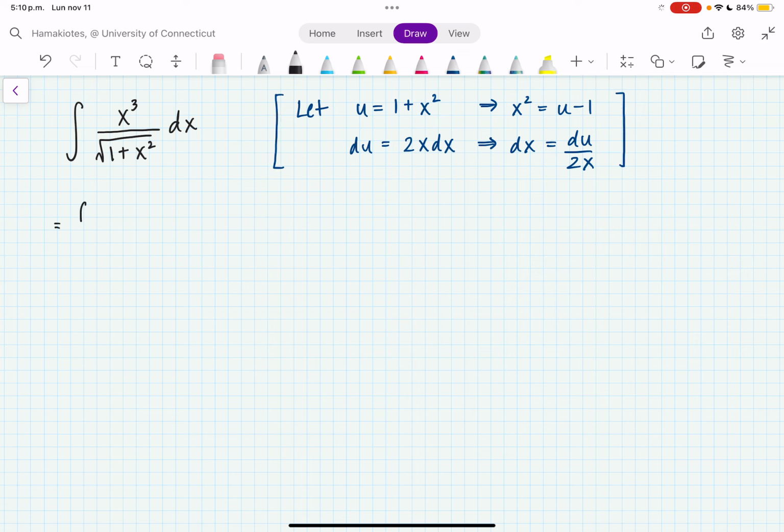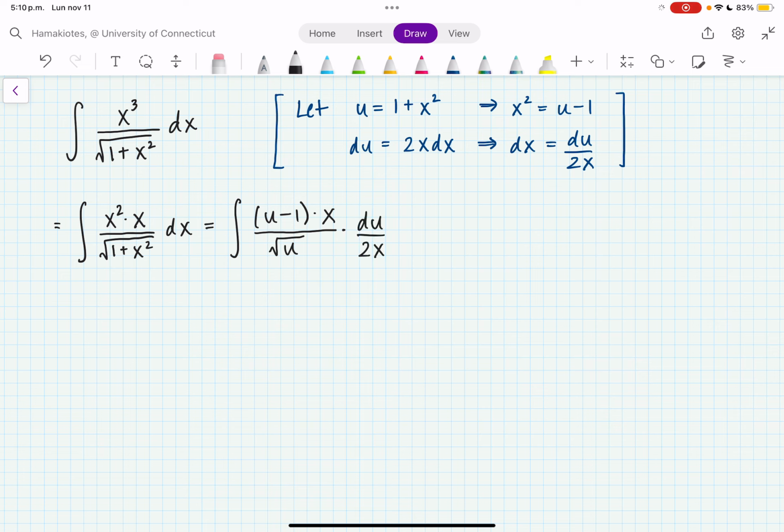So first I'll substitute x squared equals u minus 1 for x squared. So I have u minus 1. Then I'll leave this x here for now because I'm not sure what to do with it. And I have that this is all over the square root of 1 plus x squared, which is u, times dx, which is du over 2x.